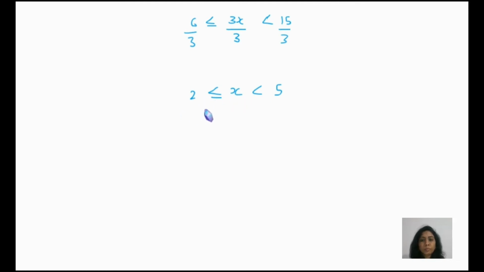So here the solution is 2 or more than 2 and less than 5. We can draw it on a number line. So here 0, 1, 2, 3, 4, 5, 6. Here is 2, right? And here there is an equal to sign also. It means to include. x can be 2. So here you can fill this circle.